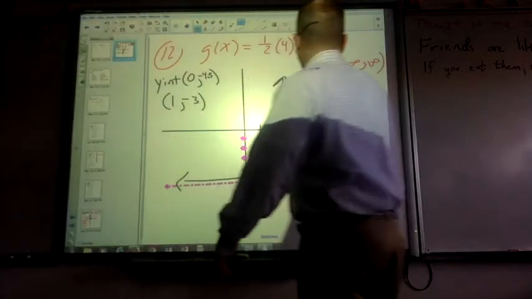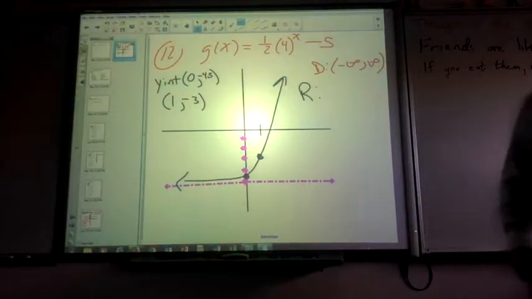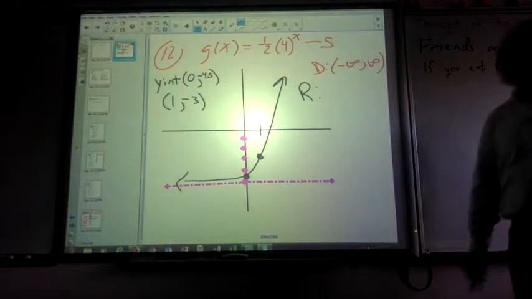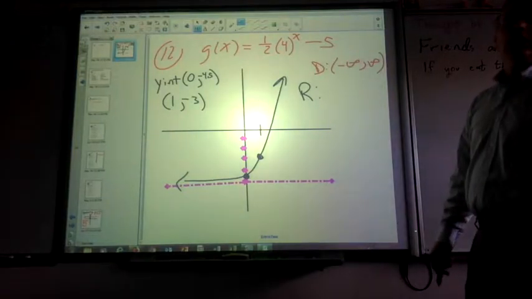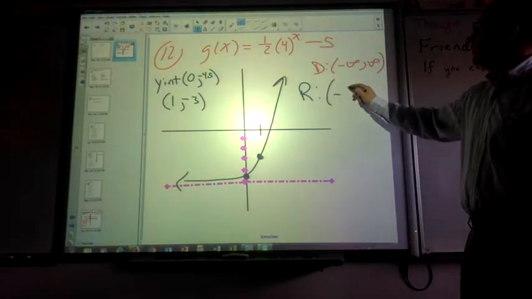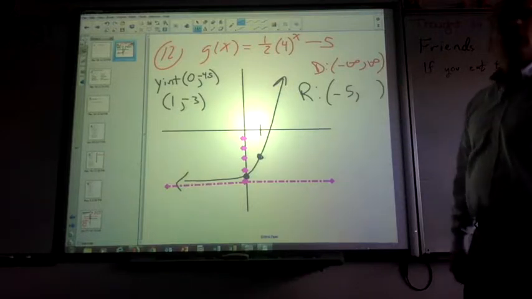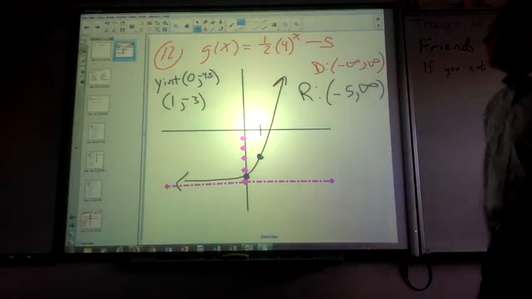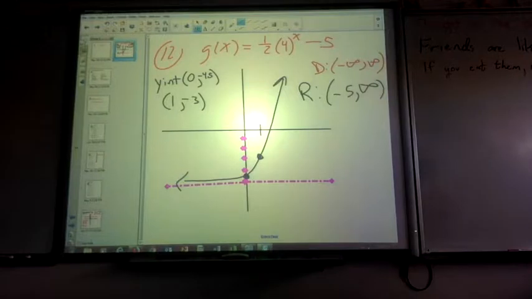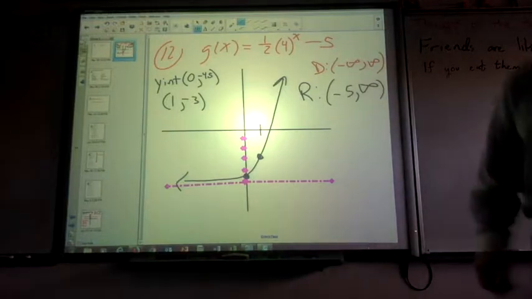Let's look at my range. My range, what number will we get really close to but never cross? Negative 5. Where am I going? Infinity. Done. We did it.